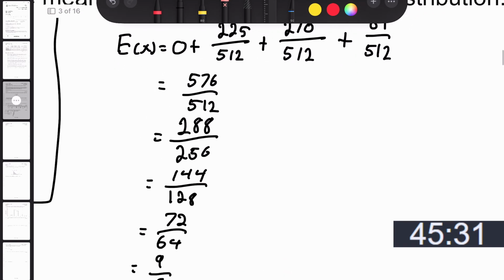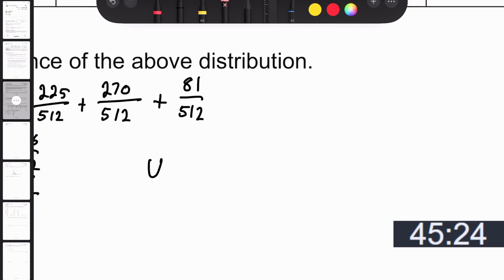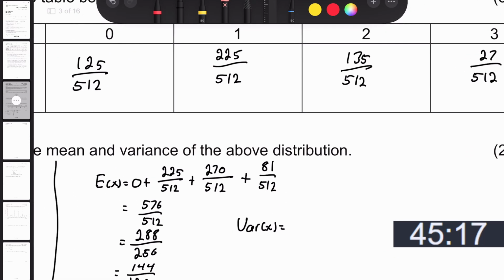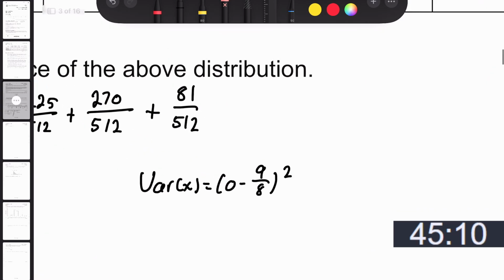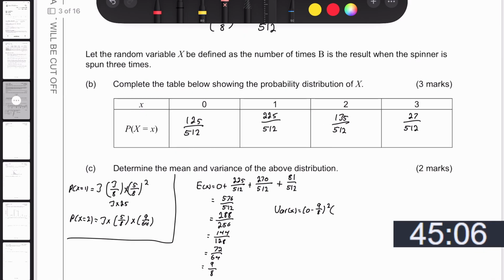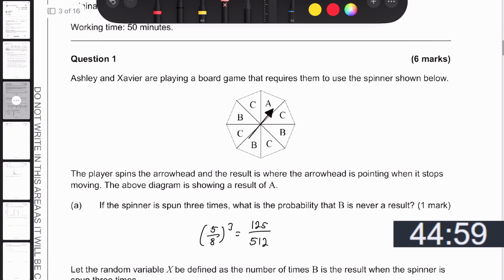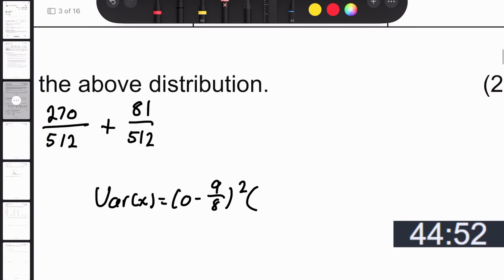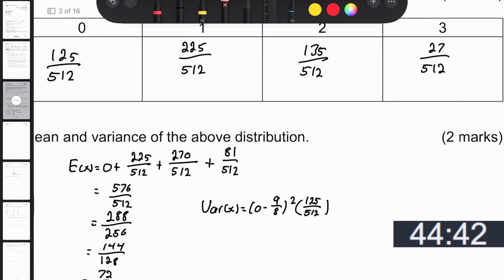Okay. And then variance of the above distribution. So then variance of X is equal to, maybe, 0 minus 9 on 8 squared times, what are these? Am I doing this wrong? I feel like these numbers are a bit high. I don't know, okay. Minus 9 on 8 squared times 125 over 512. That's going to get ugly really fast.